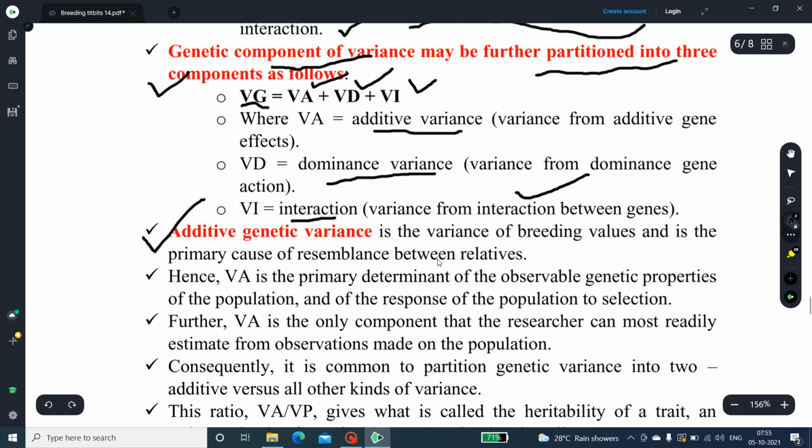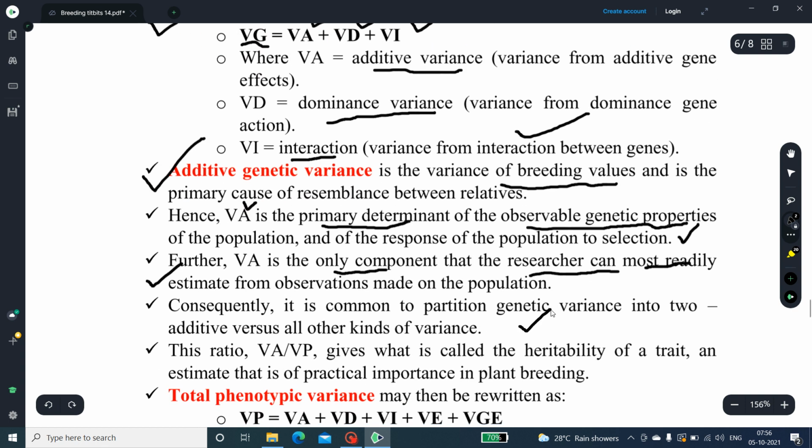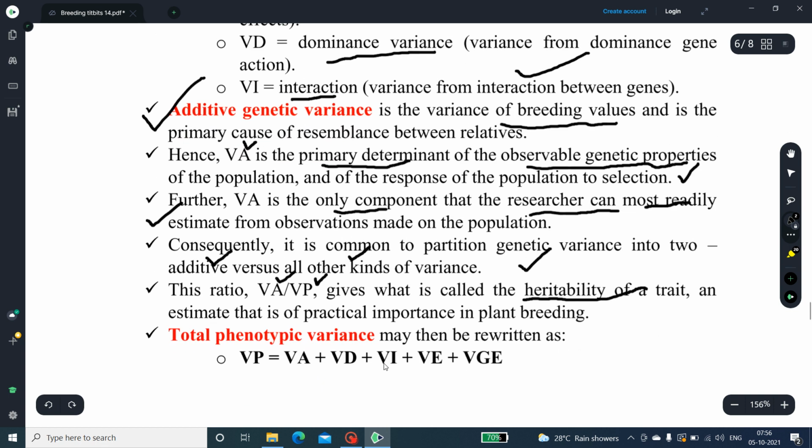Additive genetic variance is the variance of breeding values and is the primary cause of resemblance between relatives. Hence, VA, the additive variance, is the primary determinant of the observable genetic properties of the population and of the response of the population to selection. The additive variation is the only component that the researcher can most readily estimate from observations made in the population. Consequently, it is common to partition genetic variation into two: additive versus all other kinds of variance. This ratio, the additive variance divided by the phenotypic variance, gives what is called the heritability of the trait, an estimate that is of practical importance in plant breeding.